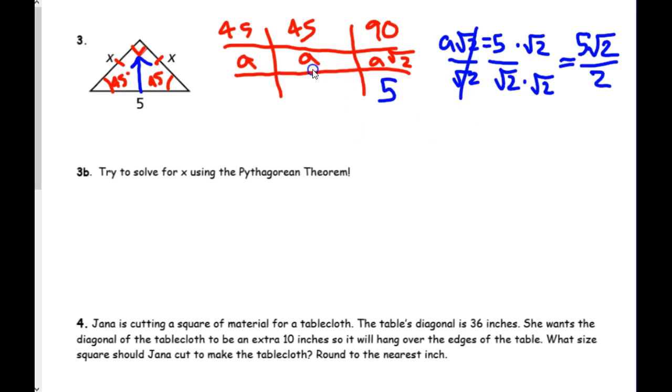So over here, what do I put underneath A and A? This, okay? So here we go. 5 square root of 2 over 2. Is that pretty? No. But that's how you do it. For real, okay?